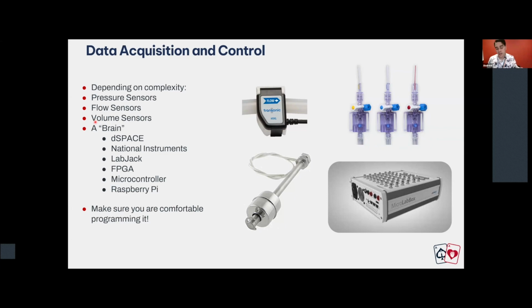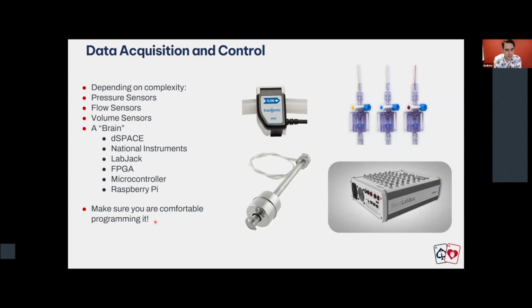It'll be recording data from your mock loop, and it may be controlling actuators like your systemic vascular resistance, and also your heart's actuation time, its pumping time. So the brain can range, starting at a dSPACE, which is about $28,000. It's a top of the line machine. National Instruments is about $6,000 to $12,000. LabJack's less than $1,000. And these ones here go from a couple of $100 down to $20, $30.